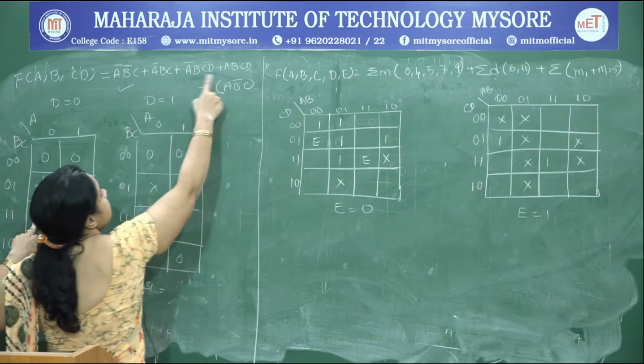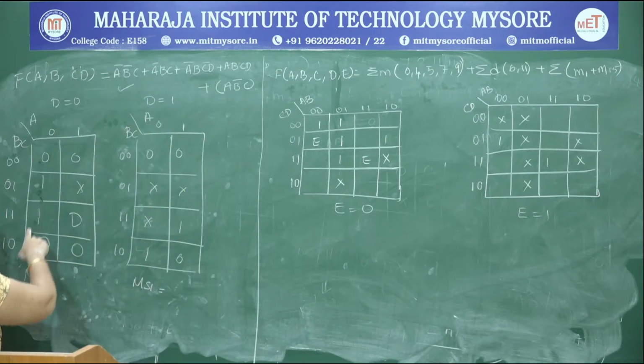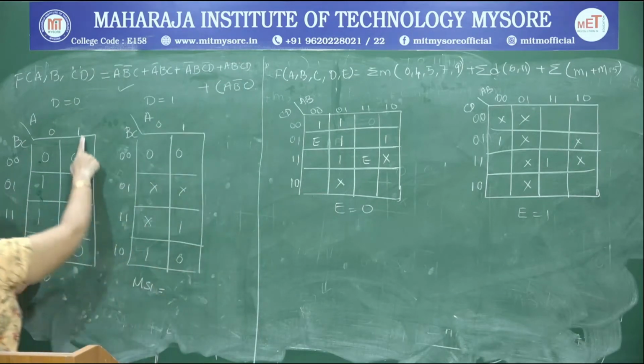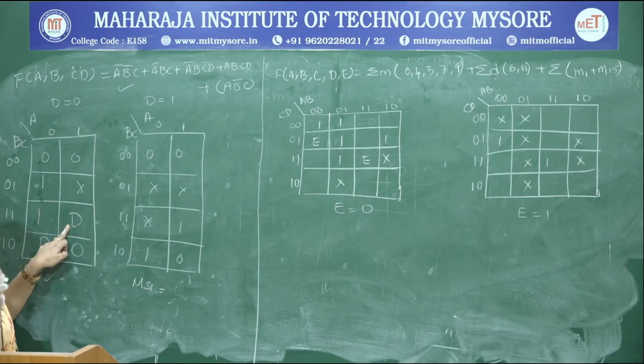Coming to this, this is dependent on D: A bar B C bar, this term, and this depends on D. If D is 1, this is going to be 1, and this term is A B C D. So this corresponds to A B C, and depending on whether D is 1 or not, this minterm is going to be a 1 or a 0. If D is 1, this is going to be 1, else it is going to be a 0. So we enter D into these two cells.